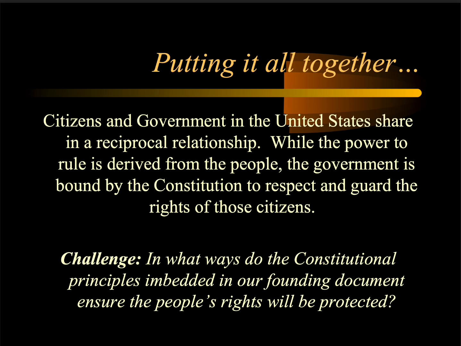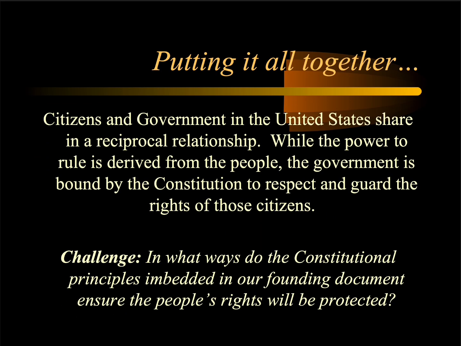So last but not least, putting it all together, we have the following paragraph that is good to memorize and, more importantly, understand. Citizens and government in the United States share in a reciprocal relationship. While the power to rule is derived from the people, the government is bound by the Constitution to respect and guard the rights of those citizens. And I also leave a fun challenge for you to think about. In what ways do the constitutional principles embedded in our founding document ensure the people's rights will be protected? You can feel free to think about it after this video.